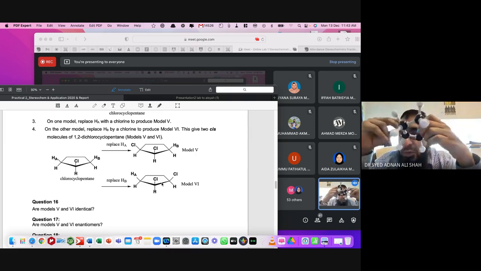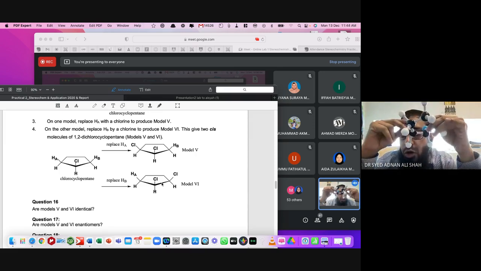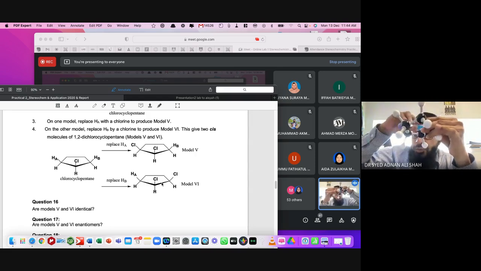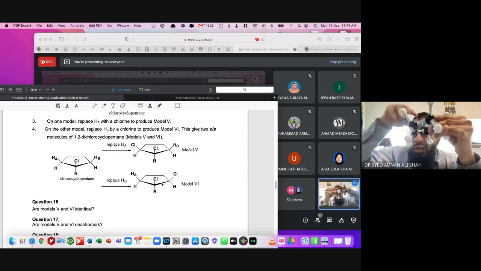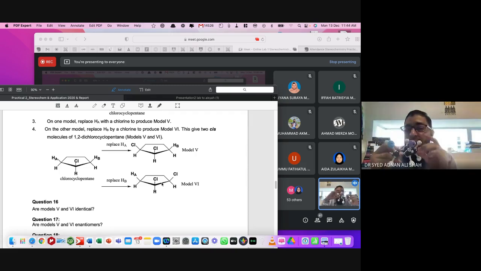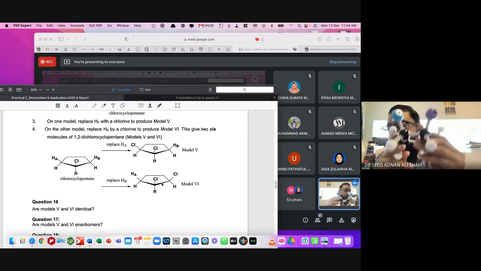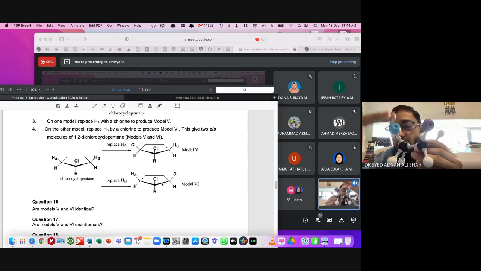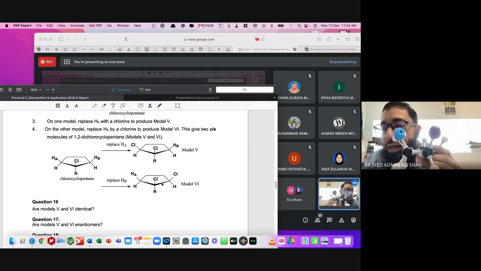The cis molecules are the molecules which have all the groups on the same plane. For example, here is a difference, chloride, right? Here you can see this chloride is on the same plane. If they are on the same plane, they are called cis.